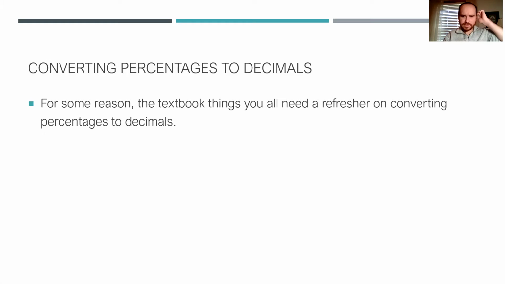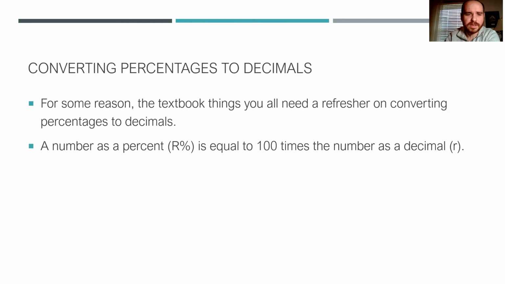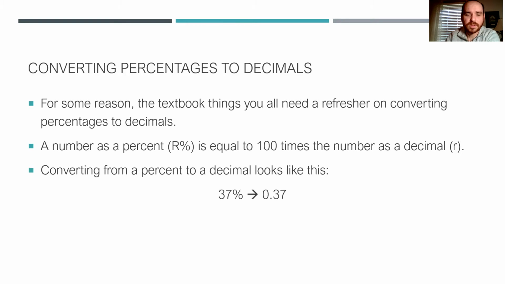The other thing that your textbook thinks is really important at this point, and I'm really not sure why they think this is necessary in what's effectively a pre-calculus class, is converting percentages to decimals and vice versa. I really hope everybody knows how to do this by this point, but a number as a percent, which we have as capital R percent, is equal to 100 times the number as a decimal. Converting from a percent to a decimal, hopefully you know how to do this by now. 37% is 0.37, 4% is 0.04, 0.5%. Now this is one that students do mess up. This is a mistake that happens, and I understand where it comes from, but that is equal to 0.005.